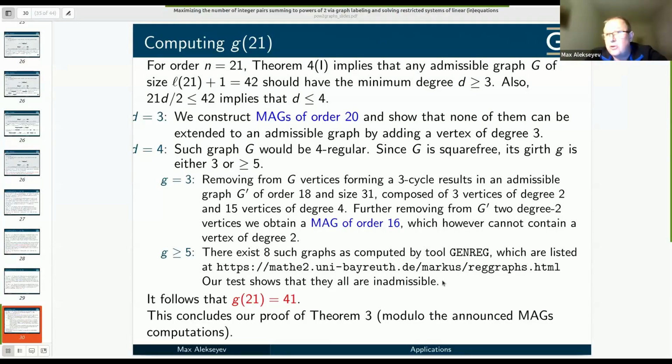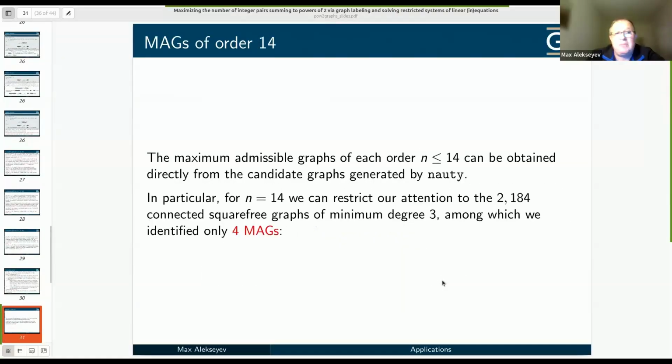However, this concludes the proof only modulo the max. So I highlighted in blue all statements in which I used max of certain order. So in order to really complete the proof, I need to have those max handy. So let's discuss how we construct max.